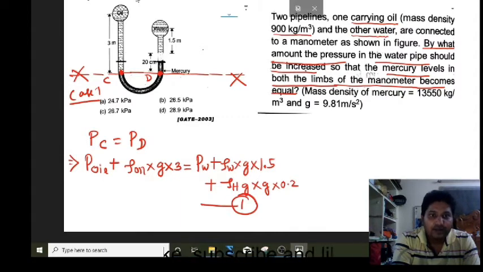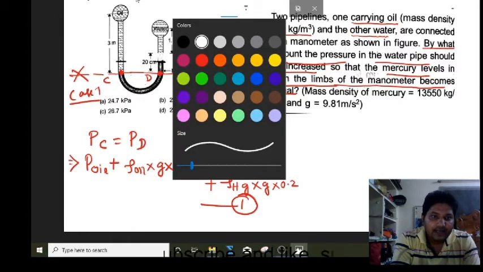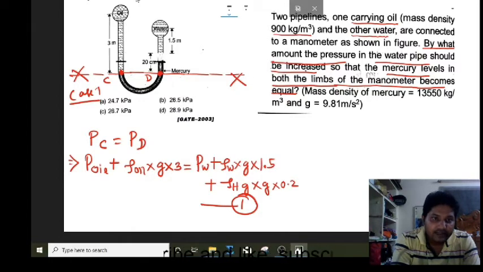Now what will happen at this point? The mercury will go. If you join this line, water has already come here, now the manometric reading. So the rise and the fall: how much is this fall? This fall is 10 centimeter. Similarly, how much is this rise? This one is also a rise of 10 centimeter.